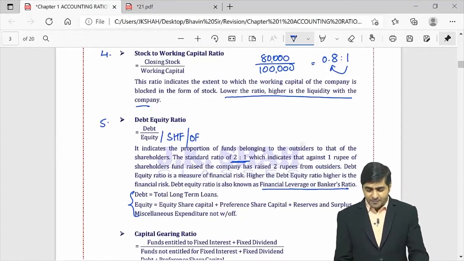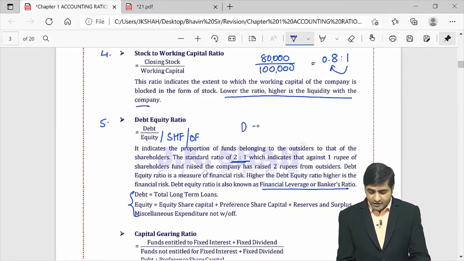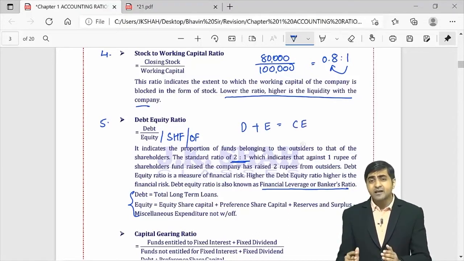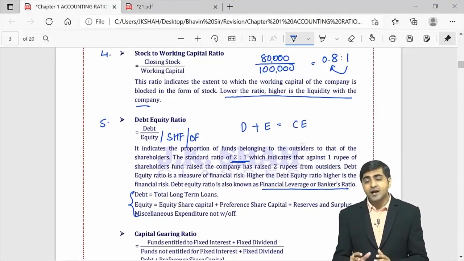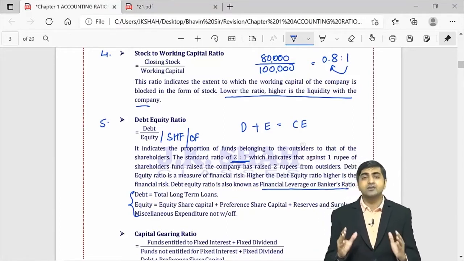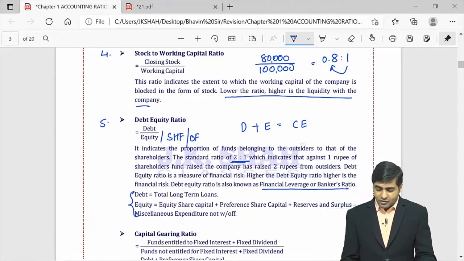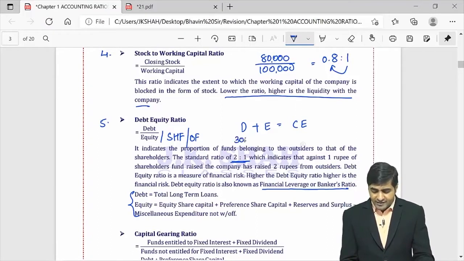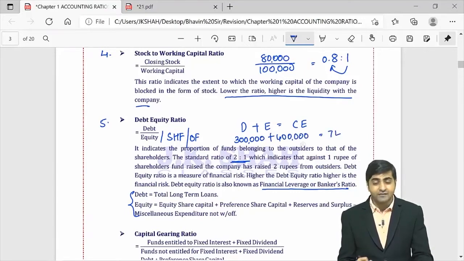So guys, debt plus equity together actually gives us capital employed. How much money is our own money plus how much money we have borrowed from outsiders, together we will get your capital employed. Suppose your debt is, for example, 3 lakhs and your equity is, for example, 4 lakhs, then the total capital employed in the business is nothing but 7 lakh rupees.